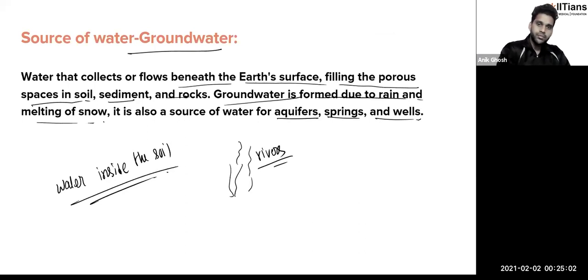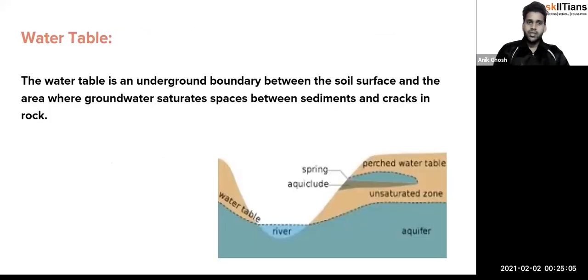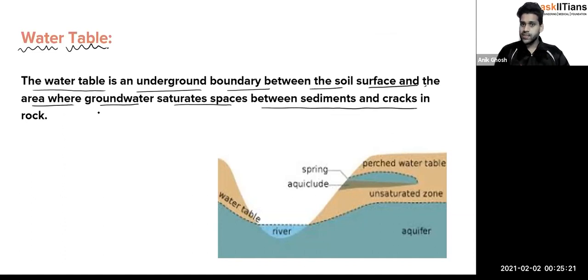Now you can see what is a water table. Now they are asking us what is a water table. So the water table is an underground boundary between the soil surface and the area where the groundwater separates spaces between the sediments and the cracks in the rock. So I think you haven't got any of it, isn't it? Let me tell you what is a water table.